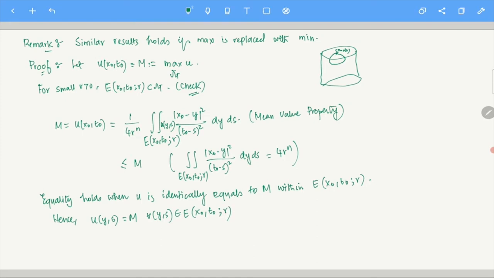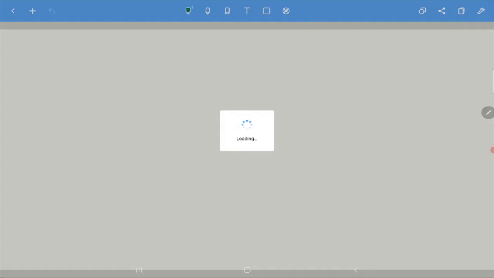What am I saying? I am saying that if this equality holds, then u of x naught t naught is always less than or equal to m for all points in this heat ball. That's what we proved. So u of x naught t naught equals m and is less than or equal to m. That proves that u of y s equals m. Of course, that's what I just wrote, so this is the same thing. Now you see what we are doing: this is a small technical detail which we want to fill up.